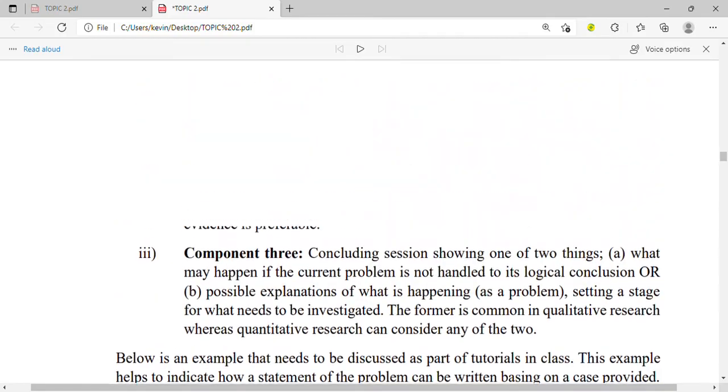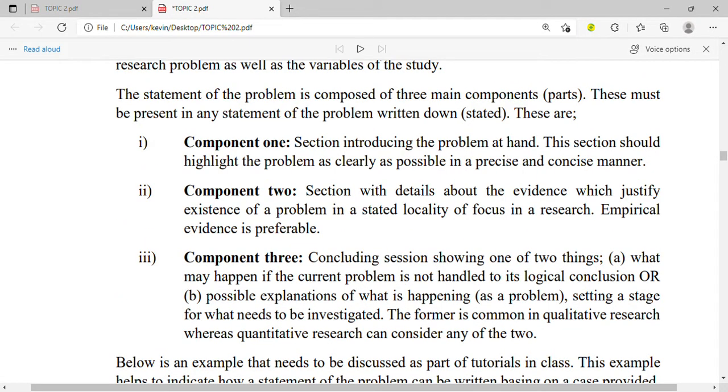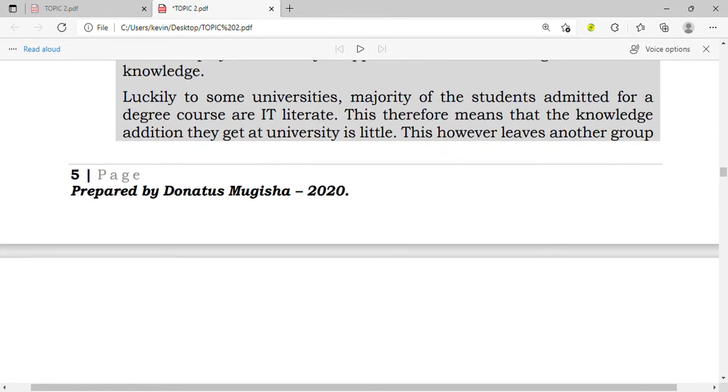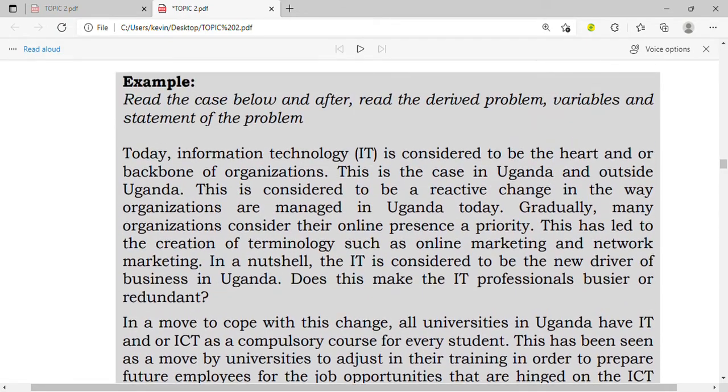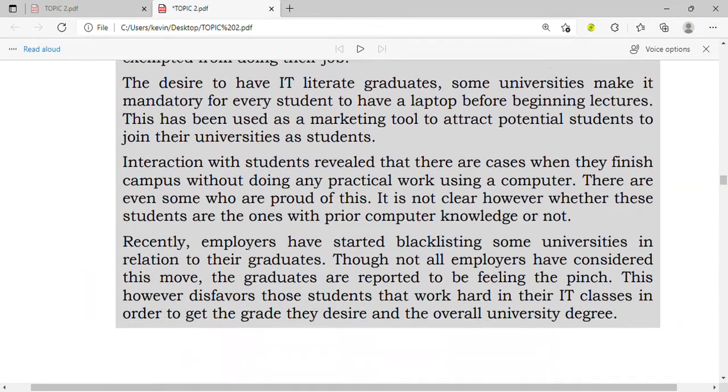You summarize what you've understood, but we said statement of a problem had three components. Component 1, introducing the problem at hand. Component 2, giving details about the evidence which justify the existence of a problem. Then component 3, the concluding section, which shows what might happen if the current problem is not handled, and possible explanations of what is happening. So let's look at how it was stated.